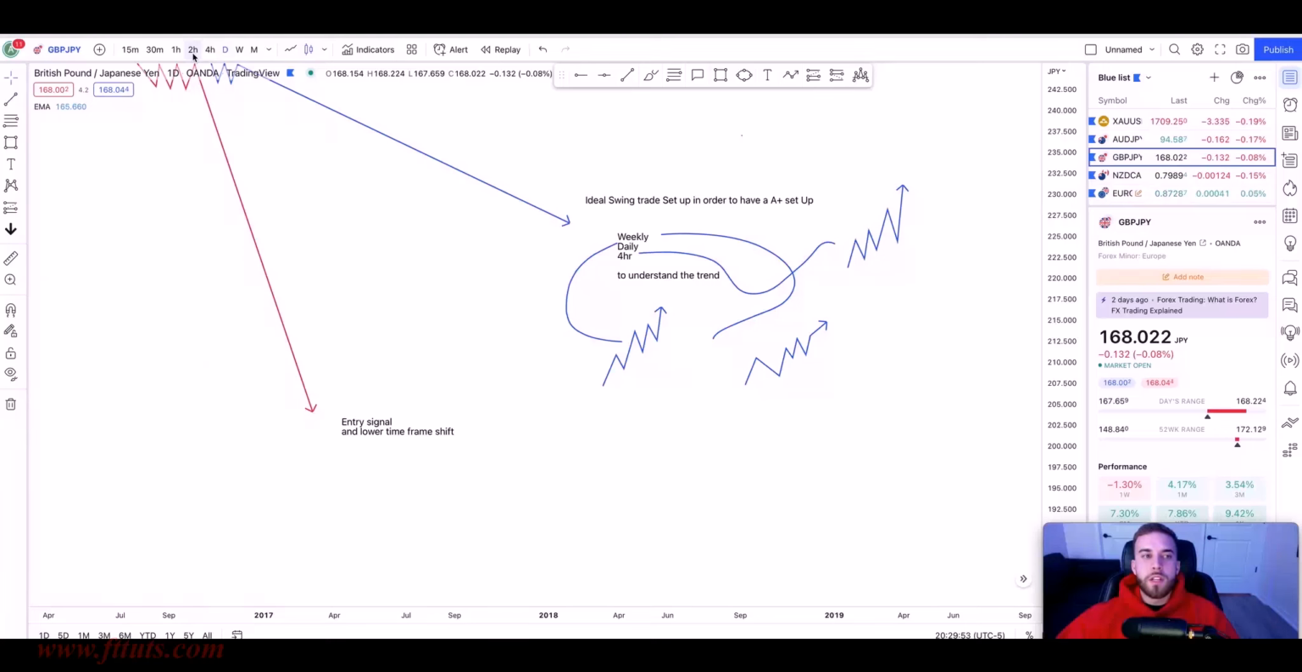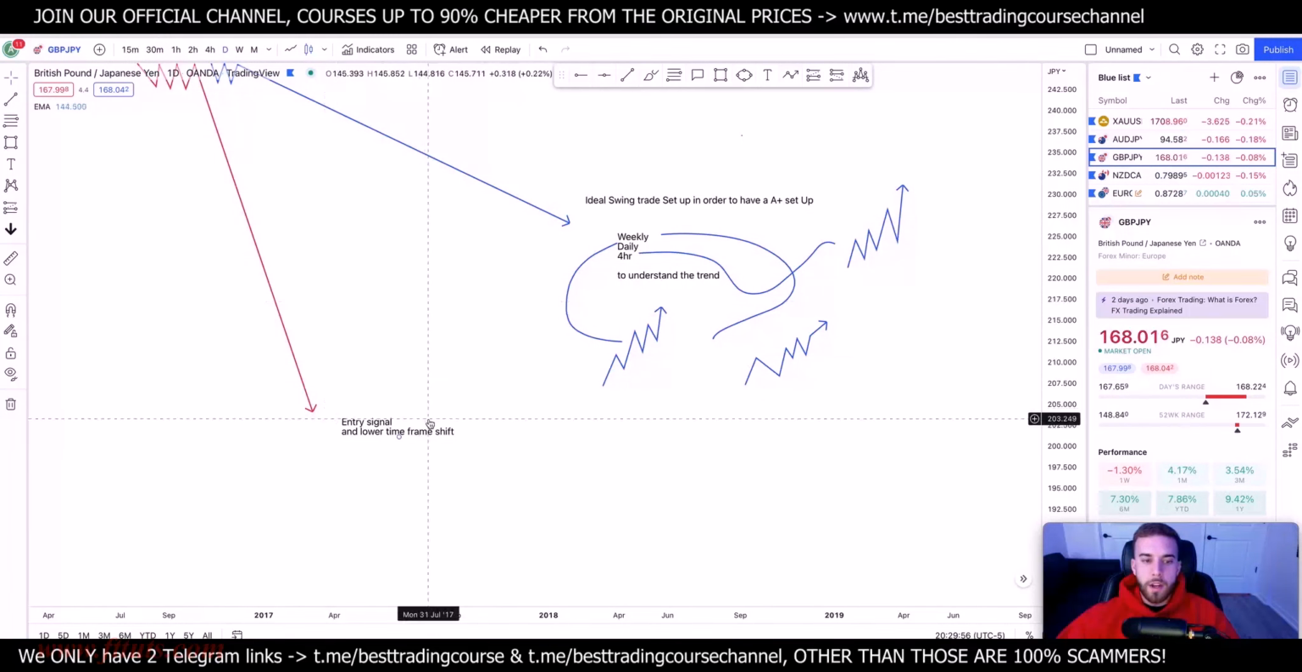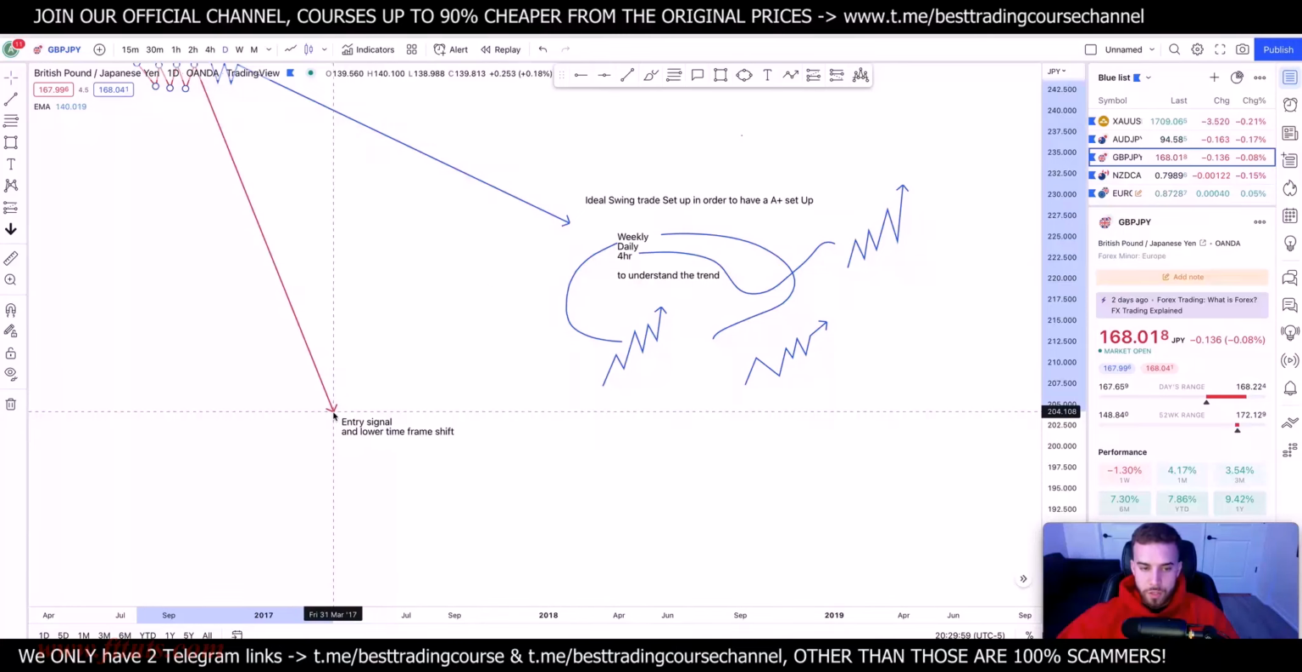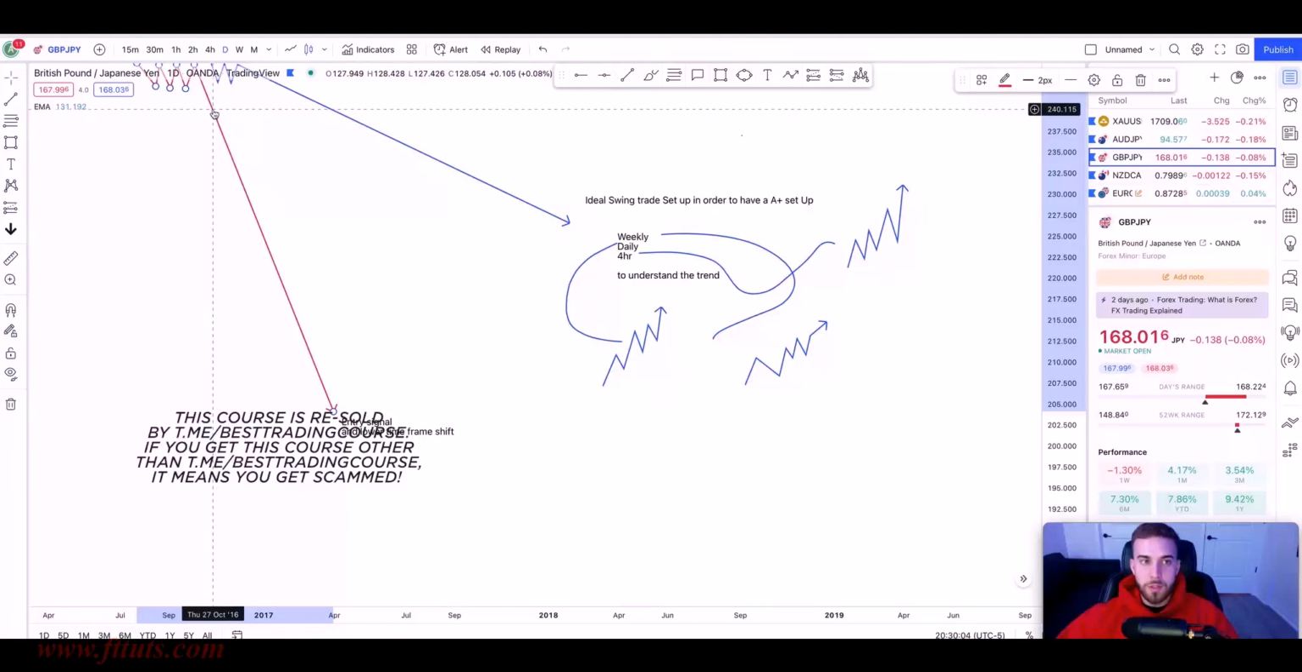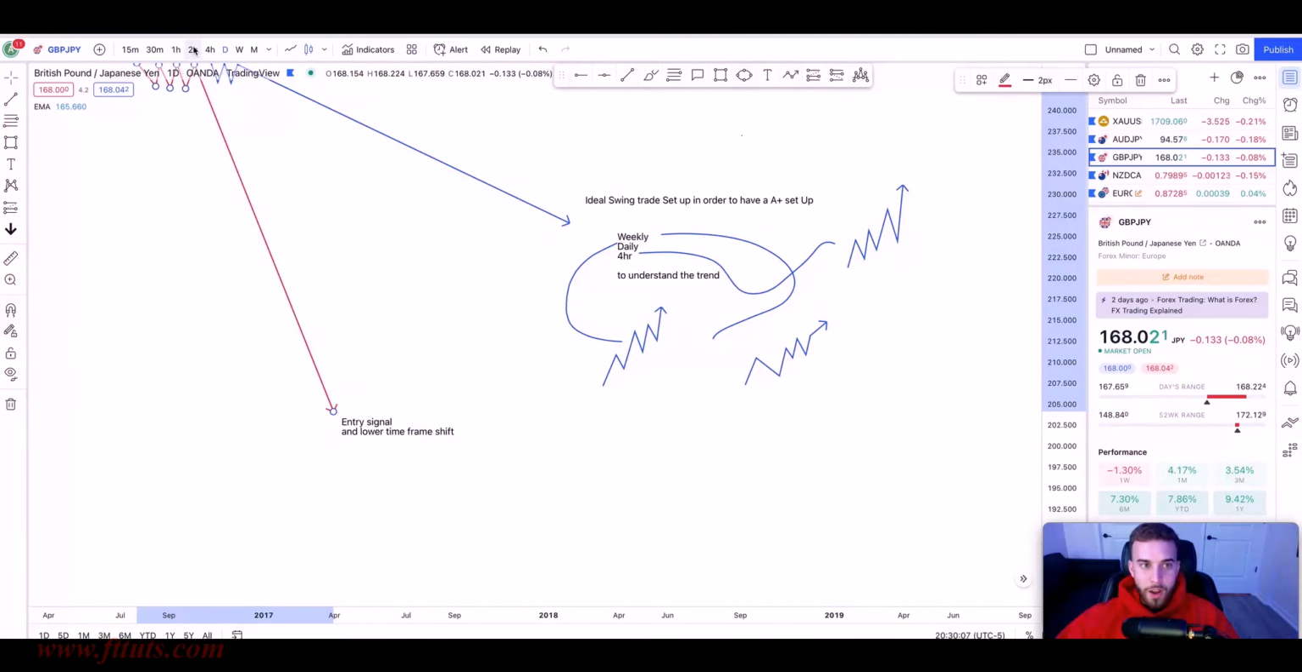And then these time frames here, 2-hour, 1-hour, 30-minute, are simply to look for an entry signal and a lower time frame shift. That is it. I'm not going to be doing a full top-down analysis on any of these time frames. I do a full top-down analysis on the 4-hour, on the daily, and on the weekly. After I've done my full top-down analysis on these three time frames, that is when price gets to my area of interest. Once I get my rejection candle, once I get my shift at the lower time frame, that is when I look for my entry signal on these time frames.